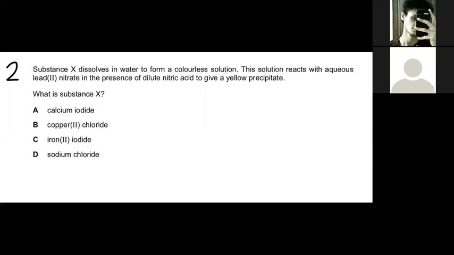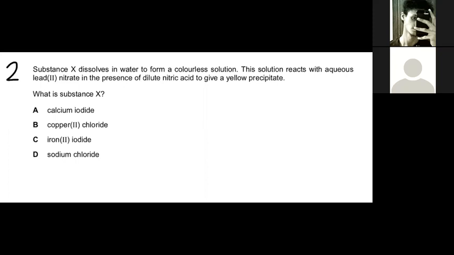Question 2. Substance X dissolves in water to form a colorless solution. This solution reacts with aqueous lead(II) nitrate in the presence of dilute nitric acid to give a yellow precipitate. For these types of questions, you'll need to learn the tests for ions and gases. Over here, we'll be using the test for anions, that is iodide. When iodide ion reacts with lead nitrate or silver nitrate, the lead iodide or silver iodide that is formed is a yellow precipitate.